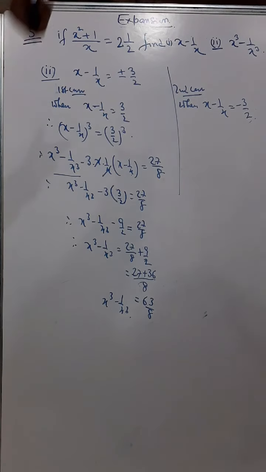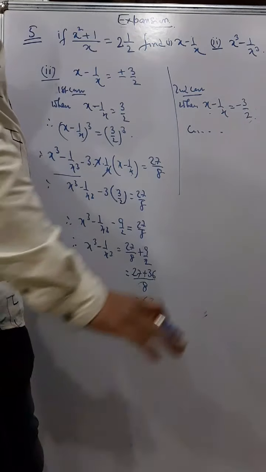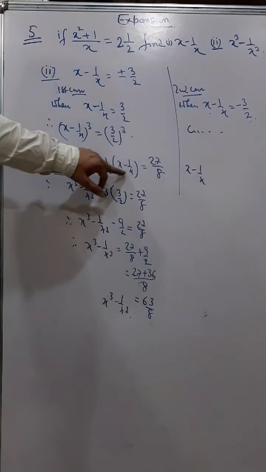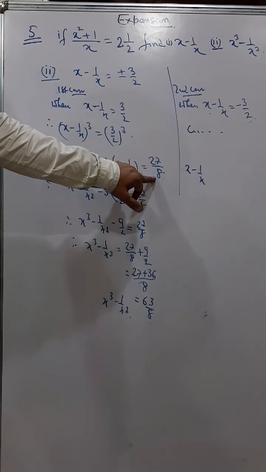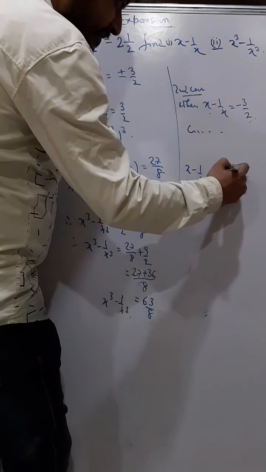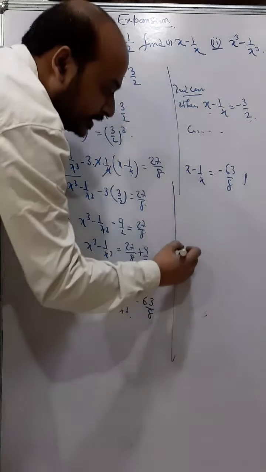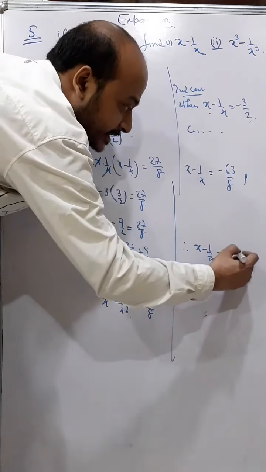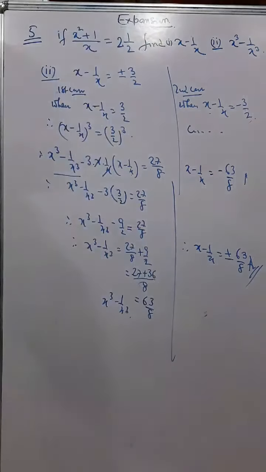Now similarly, when the value will be minus 3 by 2, again we will do the cubing both sides. Again a similar method, and the only difference is that here, in place of x minus 1 by x, I will put minus 3 by 2, and I will get minus 27 by 8 here when I do cubing both sides, and therefore my final answer here will be minus 63 by 8. So finally we write x cube minus 1 by x cube as plus minus 63 by 8.